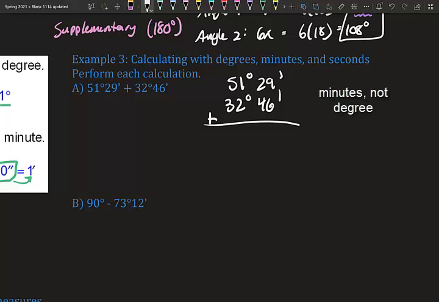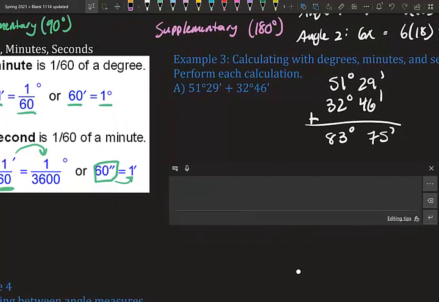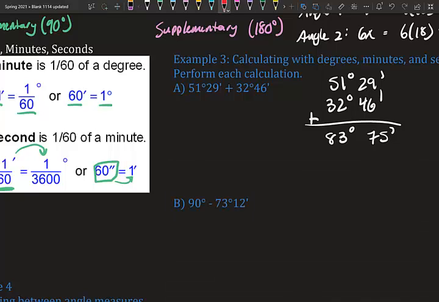So we do 29 minutes plus 46 minutes, that's 75 minutes. 51 degrees plus 32 degrees is 83 degrees. But it tells us that 60 minutes is 1 degree. We have 75 minutes here. We're not allowed to have that there.